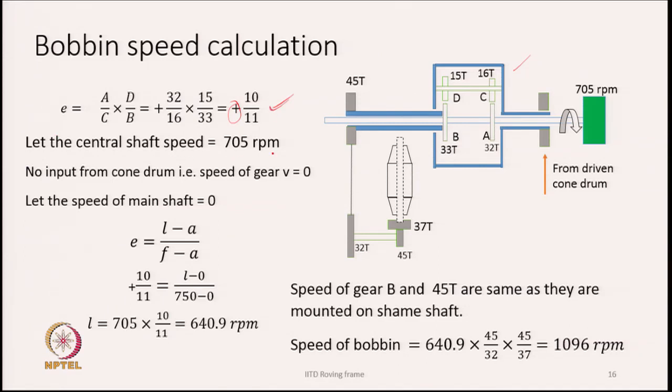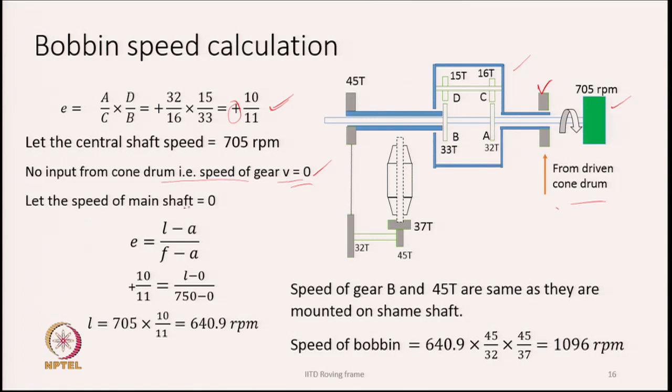Let the central star speed be, as a typical speed we have chosen 705 rpm, and if I say there is no cone drum speed, this cone drum is not feeding any speed, let us say, just for the sake of calculation purposes, we can also add whatever speed it is feeding. So, whatever is coming from the gear that feeds speed to the differential, let us say that is 0. This is the gear V. So, the speed of V is 0.